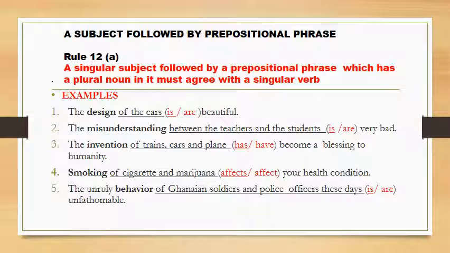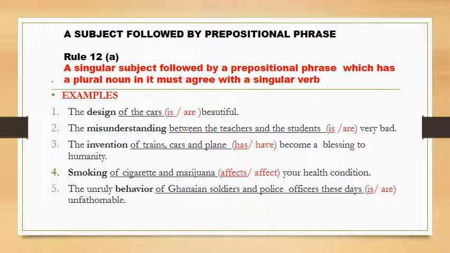So let's identify the subject in this sentence. The subject is the design, not the cars. The subject in this sentence is the design, and "of the cars" becomes the prepositional phrase. Because the subject, design, is singular, we are going to take a singular verb. So the correct answer will be "is": the design of the cars is beautiful.